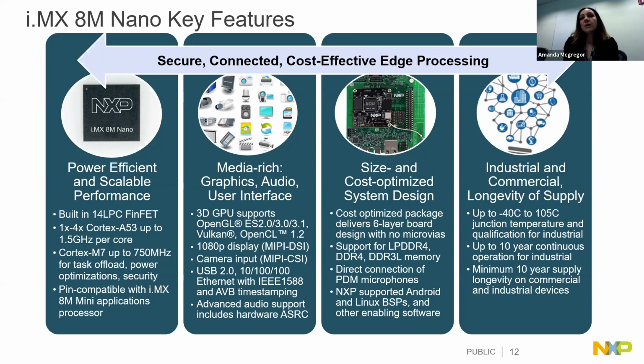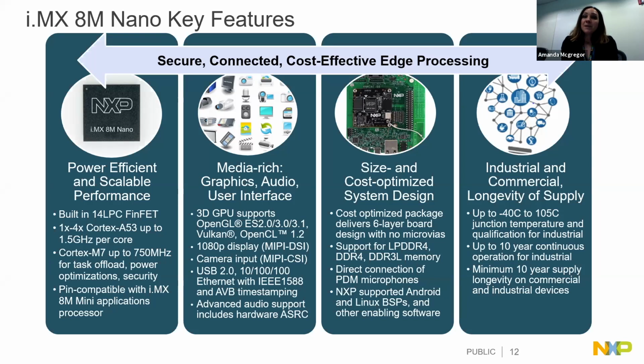The OpenCL will allow you to run inferencing on the 3D engine, so you can get some efficiencies there without needing to run that model on the quad-core A53. So depending on the performance you're looking at, the GPU can be used for that purpose as well.